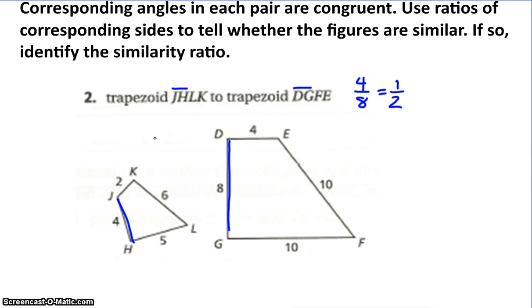Alright, then I also have that KL, or LK, is corresponding to FE. So KL and EF, so that's 6 over 10, which is 3/5. That's a problem. Those aren't the same. So the answer is no, they're not similar. Okay?